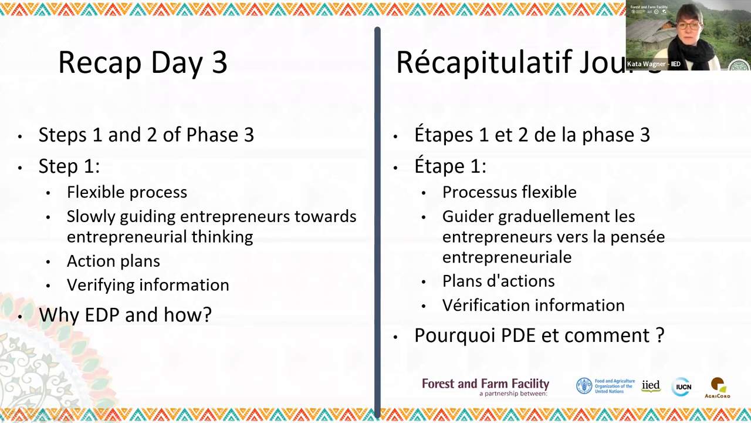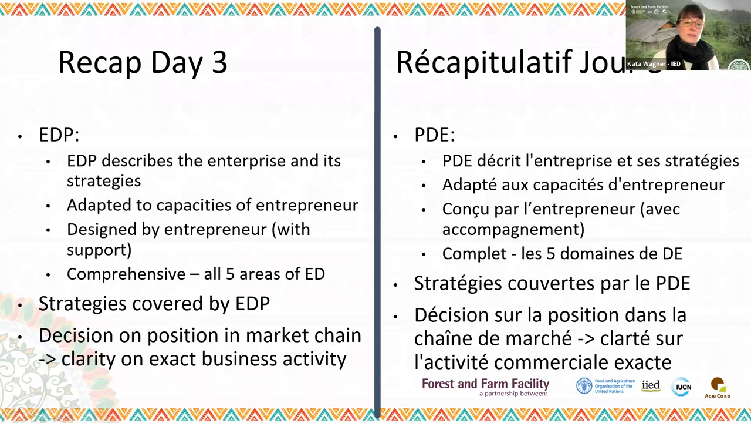And then we talked about coming now to the second step. We talked about why we need an enterprise development plan and what that should look like and how it should be put together. So we said that the EDP describes the enterprise and the different strategies the entrepreneurs will take, covering all the five areas of enterprise development. We also said that it's really important that the EDP is adapted to the capacities of the entrepreneurs, because it should indeed be them who are the main actors in designing their enterprise development plan, of course, with support by the facilitator. And it should be comprehensive, so that it should really cover all of the five areas of enterprise development. And then we talked about the different strategies, and I don't know whether you remember the slide with the different bubbles of the seven different strategies that are covered by the EDP.